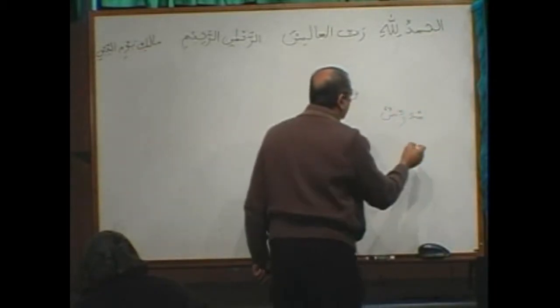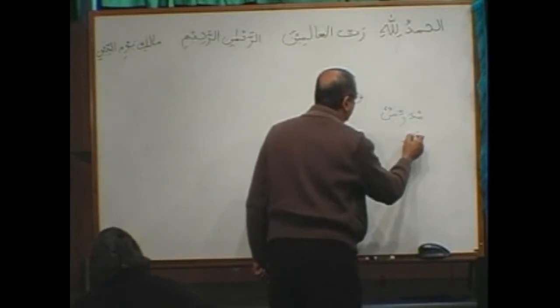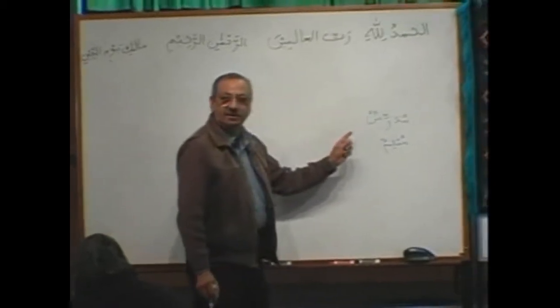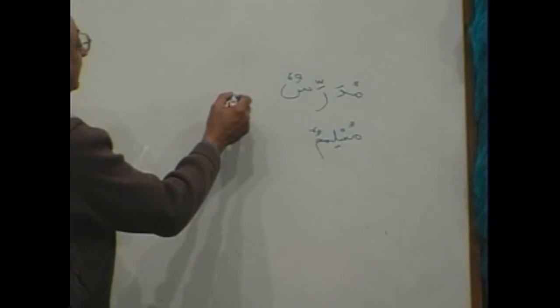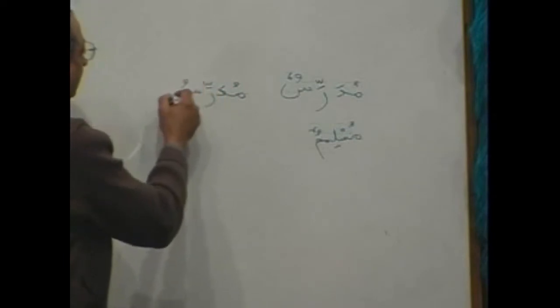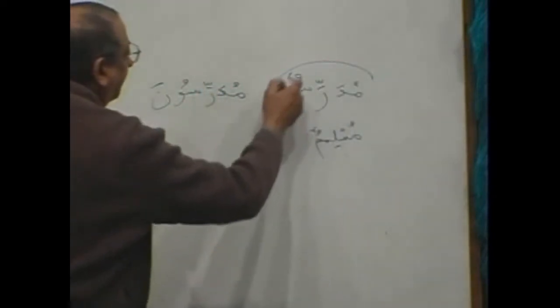Mudarrisun. Muslimun. So if I say to you, mudarrisun, are you with me, brothers and sisters? What will be the jama? Mudarrisun. We added waw noon. And you know, I explained to you why we call it jama muzakkar salim. Why do we call it sound plural? Mudarrisun. We call it sound because this remains intact here. We did not delete anything, we did not add anything, it just remained as it is. So what will be Muslimun? Muslimun.